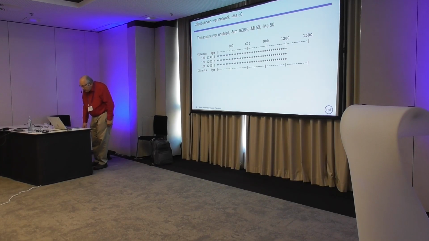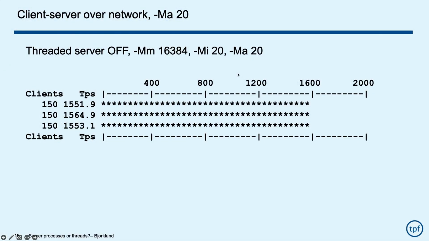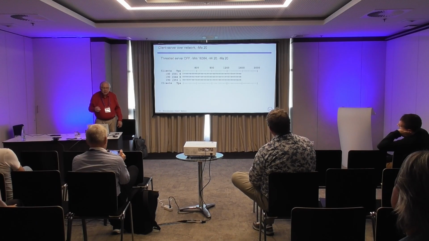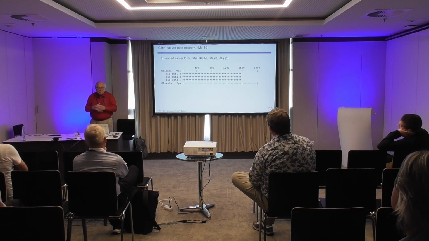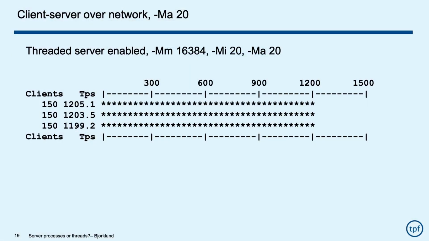And then, crap, I got these slides out of order, sorry. If you turn the threaded server off, then it's faster again. So we go from 1,200 and some to 1,500 and some. So in all of these cases so far, the threaded server has been a bit slower than the unthreaded server, even in the case where they should be the same. And I have no explanation for that.